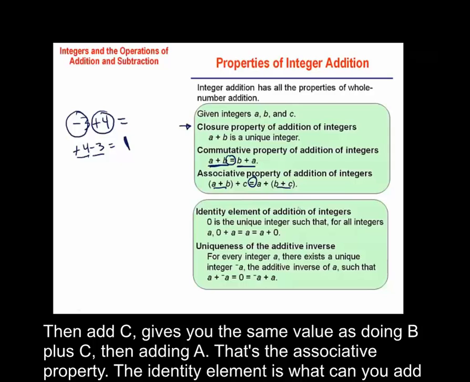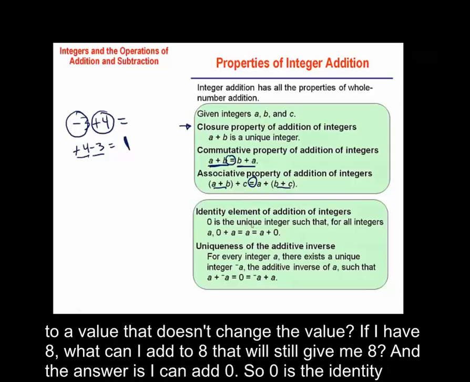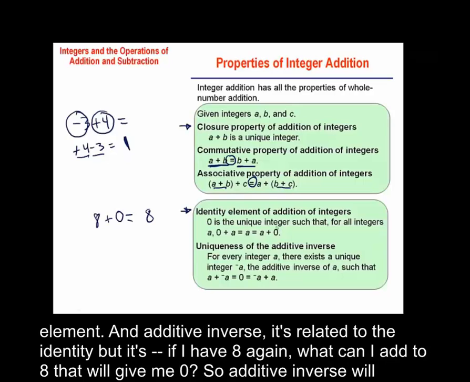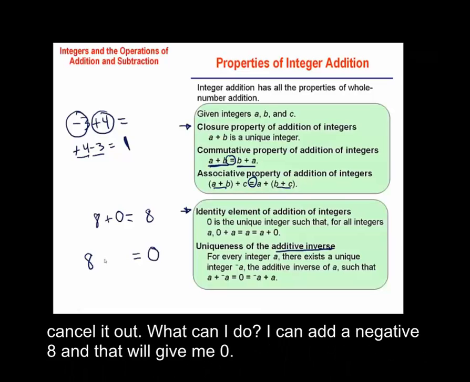The identity element is what can you add to a value that doesn't change the value. So if I have 8, what can I add to 8 that will still give me 8? And the answer is I can add 0. So 0 is the identity element. And additive inverse, that's related to the identity, but it's what if I had 8 again, what can I add to 8 that will give me 0? So additive inverse will cancel it out. I can add a -8, and that will give me 0.